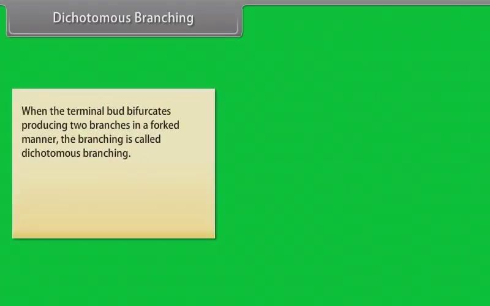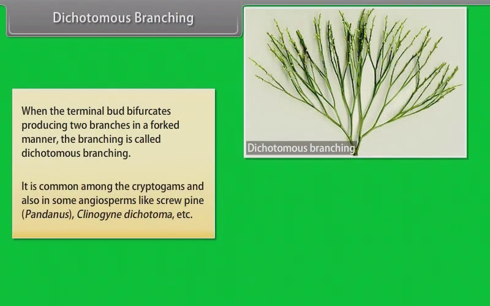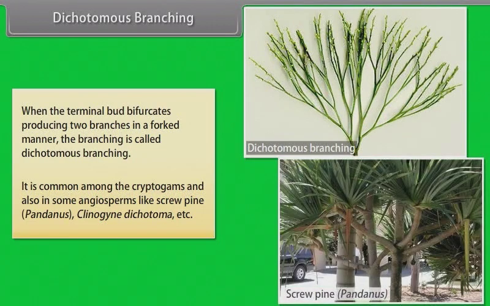Dichotomous branching. When the terminal bud bifurcates, producing two branches in a forked manner, the branching is called dichotomous branching. It is common among the cryptogams and also in some angiosperms like screwpine, Pandanus, Cordyline dichotoma, etc.